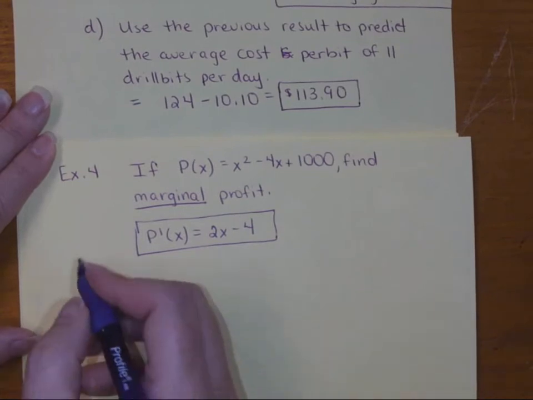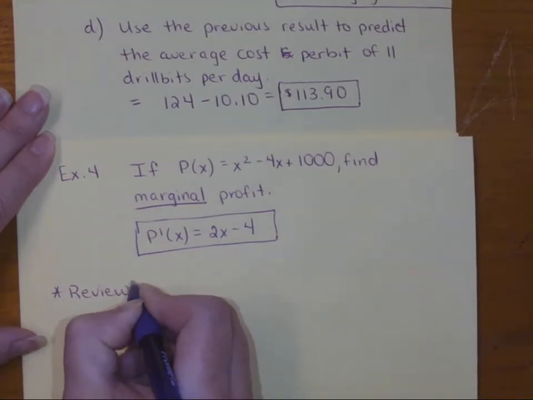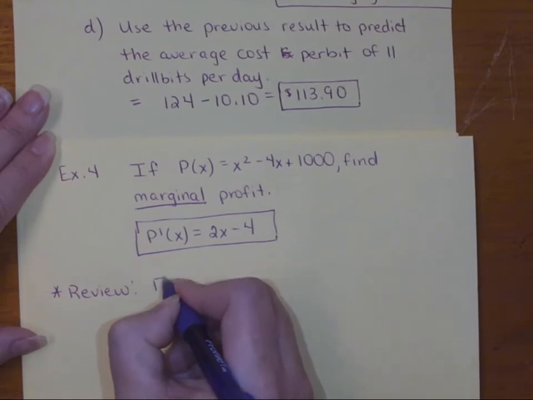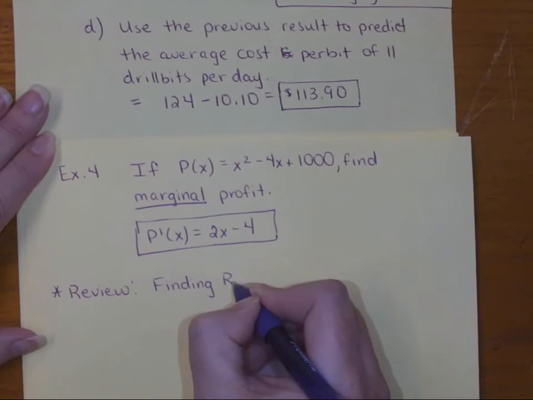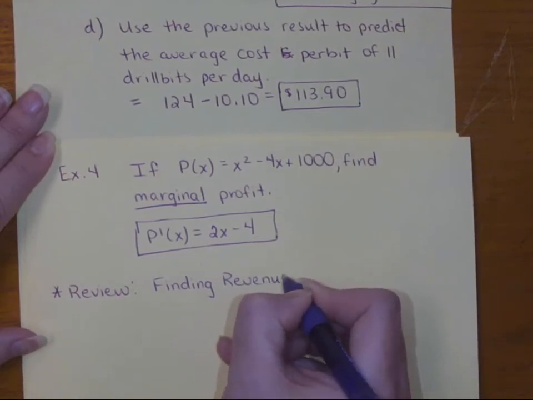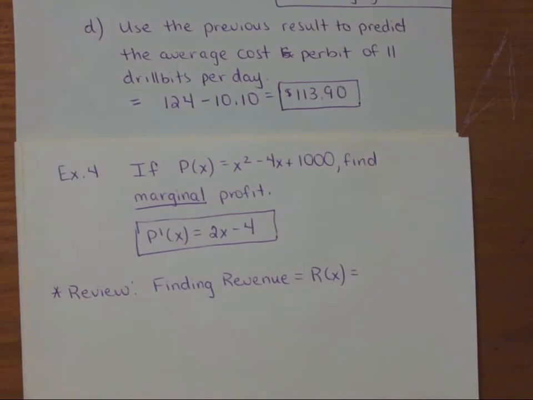So something we cover in business math, and if you can't tell, I'm kind of a review-as-I-go kind of teacher. So let's talk a little bit more about revenue when you don't know it. Revenue is R of X. Remember, revenue is how much money is brought in from the sale of X units.